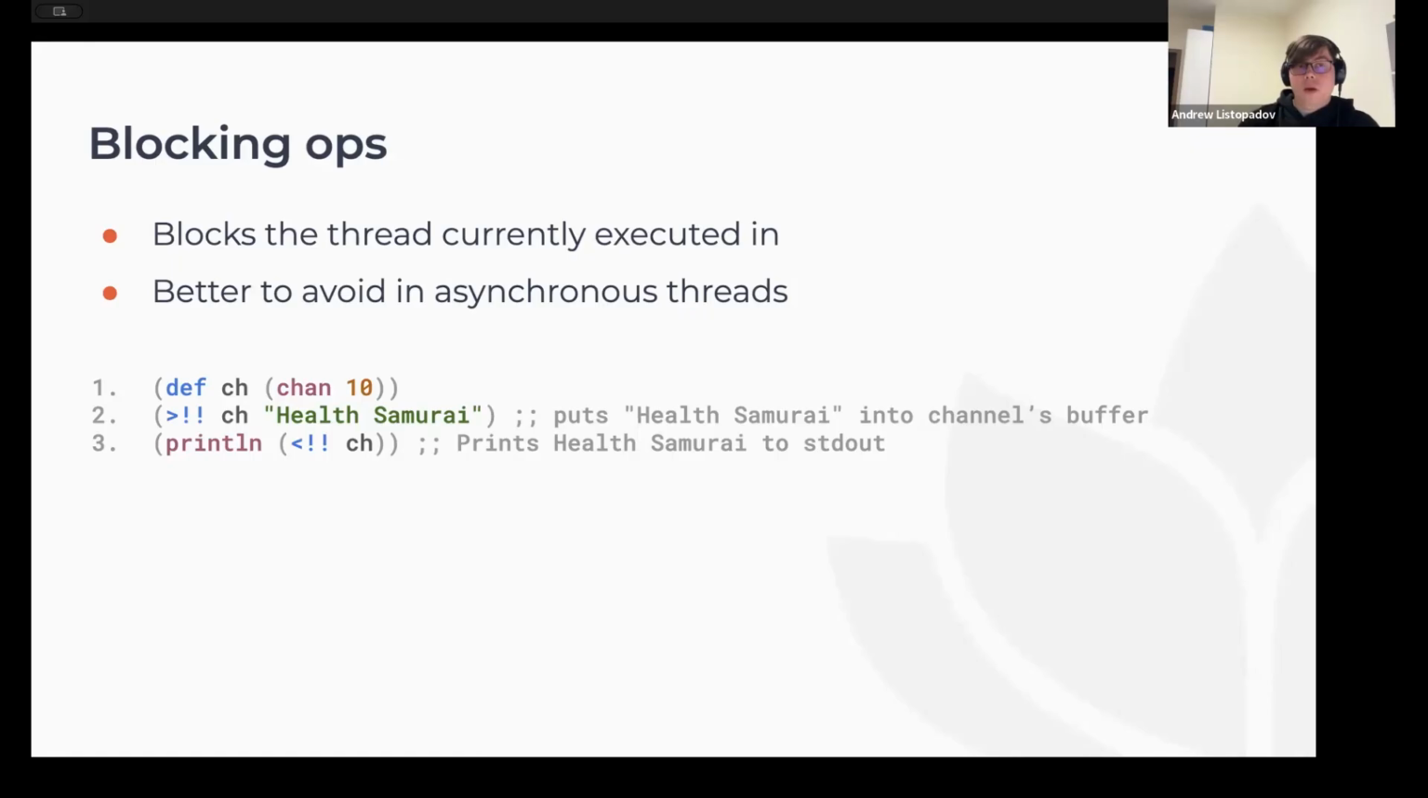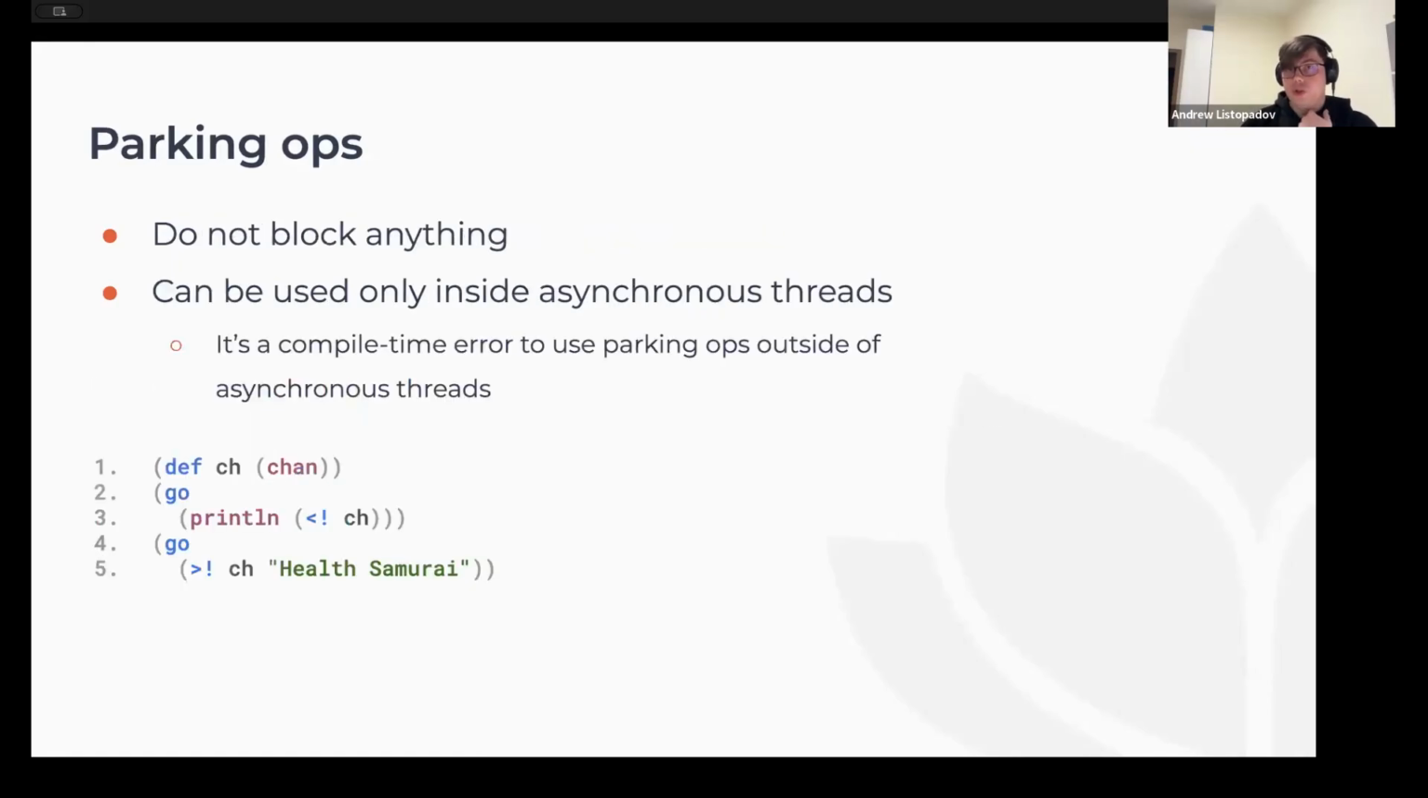With parking operations, which are asynchronous operations, we don't block anything because we are in an asynchronous context. And unlike blocking operations, which can be used in both threads and asynchronous threads, it's a compile time error if we try to use an asynchronous operation outside of an asynchronous thread. The library simply won't allow you to compile your code if you're using asynchronous operations wrong.